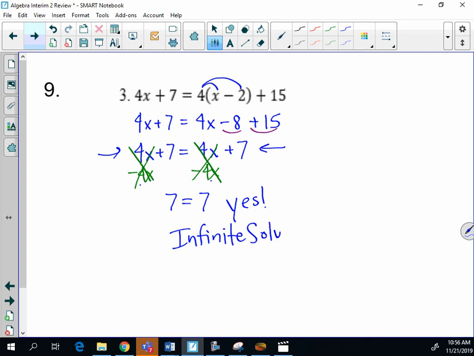Remember that when you graph that on Desmos, the lines are the same. They are the same line. They overlap. And that's another way to confirm. That's really how you're going to check infinite solutions.